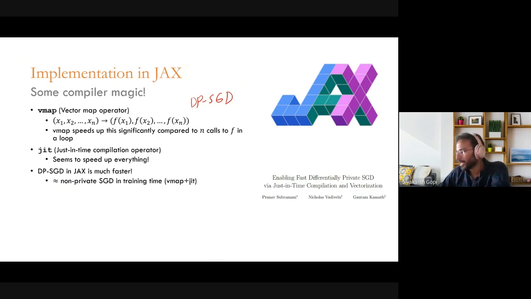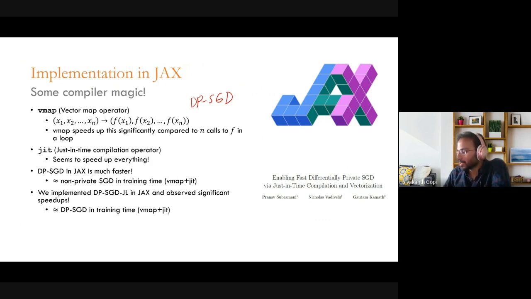And there's this paper by Pranav Subramani, Nicholas Vadivelu, and Gautam Kamath, where they use JAX to speed up DP-SGD, and it does really well. At least in their experiments, it comes very close to non-private SGD in training time. So maybe the story changes a little bit after this JAX thing. I also implemented this DP-SGD-JL in JAX, and we also observed similar improvement. It just makes everything much faster, much faster than what TensorFlow is doing right now. So we also observe that there is not too much difference in terms of time, once you use all these crazy operators, between DP-SGD and our algorithm.